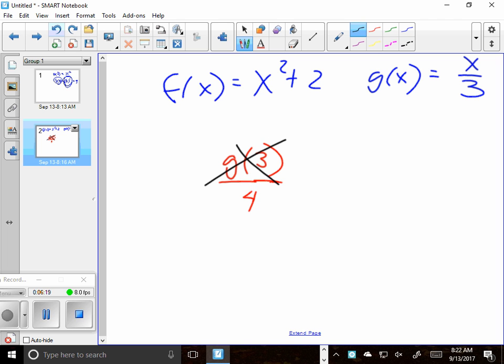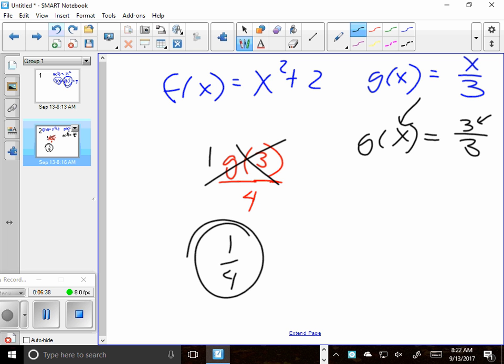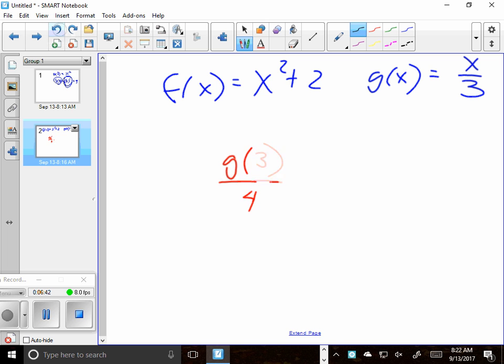G of 3 is just saying grab this function, the g of x function, and stick in a 3 in it. There, I stuck a 3 where that x used to be. And then it's 3 over 3, which equals 1. So this g of 3 is 1. And now it's 1/4. And that's the answer. 1/4. Raise your hand if you had 1/4. Okay, awesome. So then, here is the more complicated looking kind.